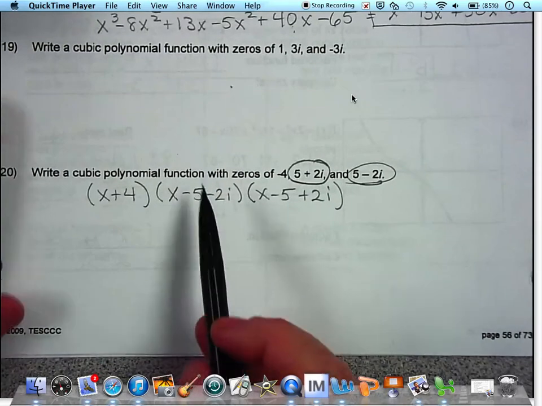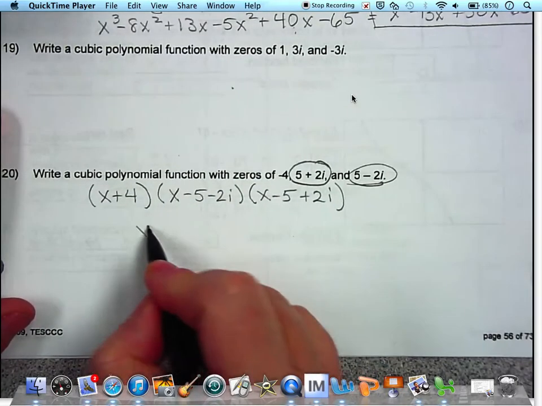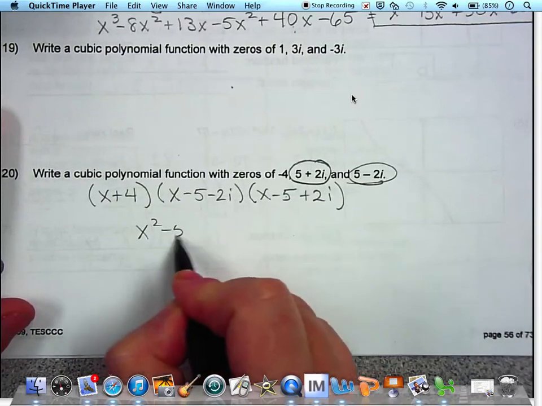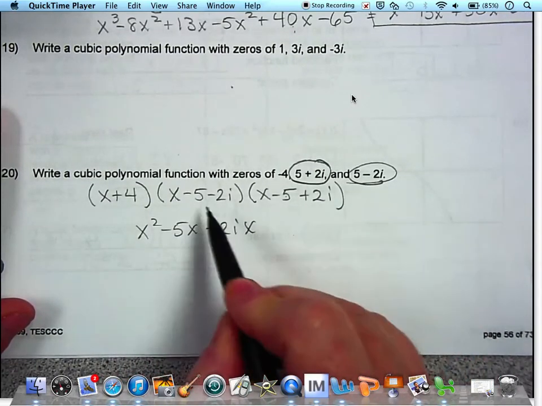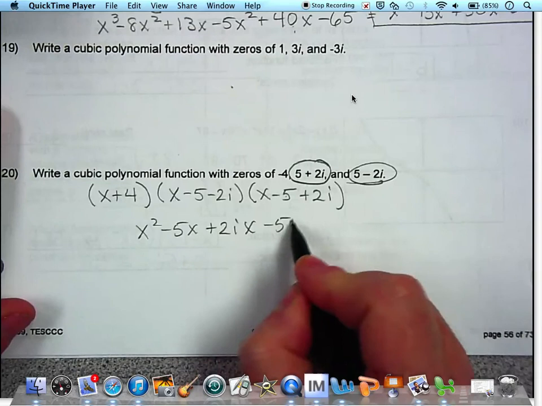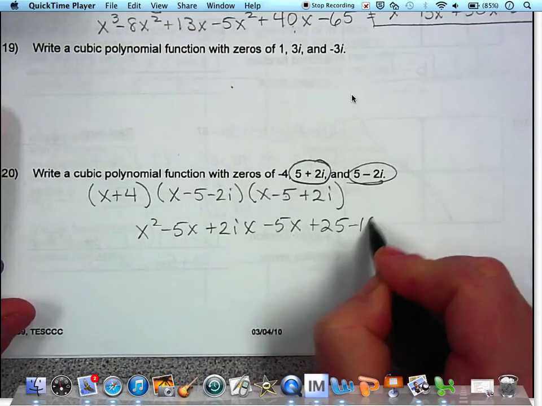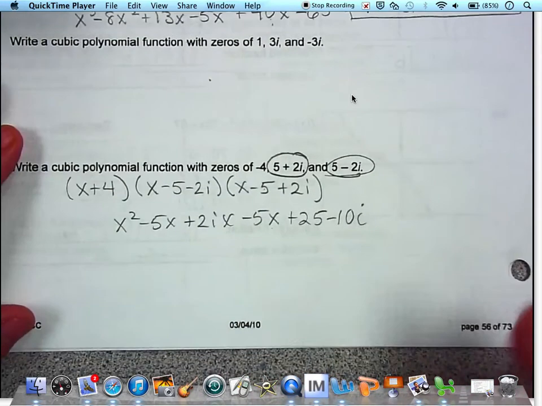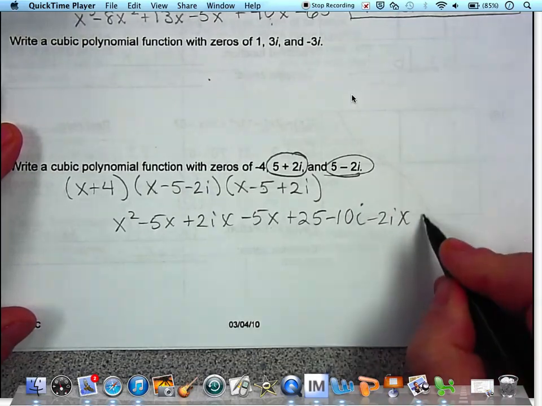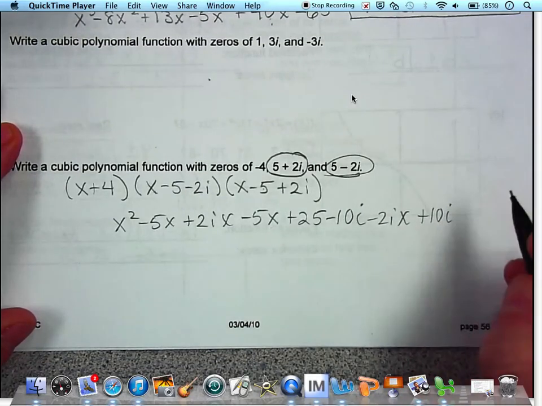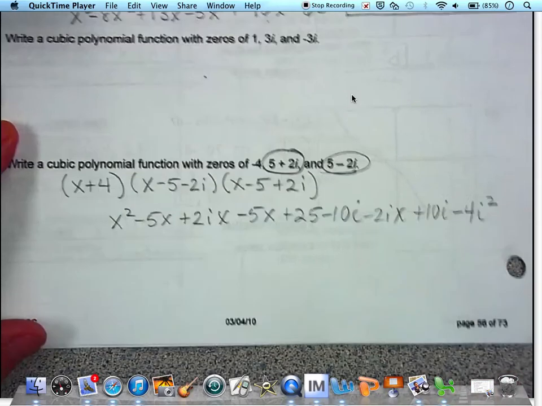Let's do x times x's: x squared. Then x times minus 5 is minus 5x, plus 2ix. Then minus 5x, plus 25, minus 10i. Then minus 2ix, plus 10i, minus 4i squared.